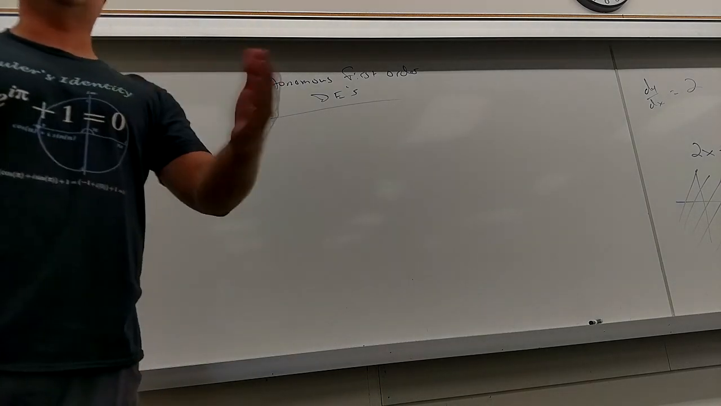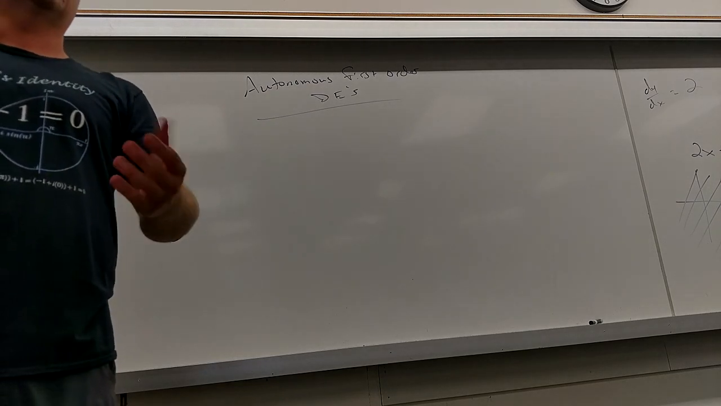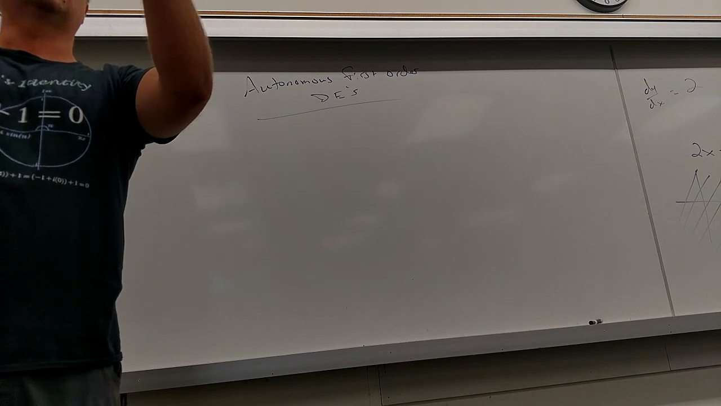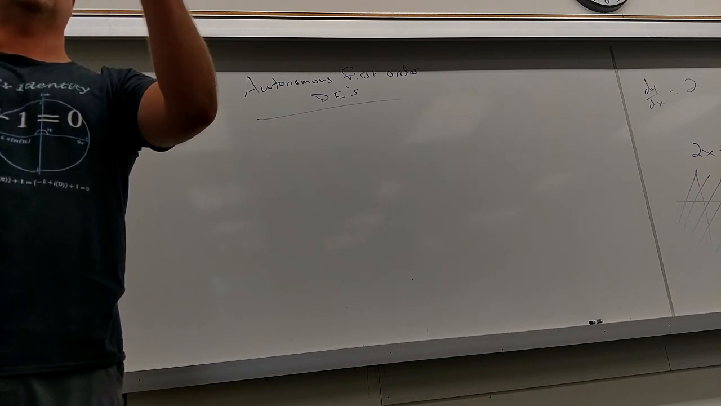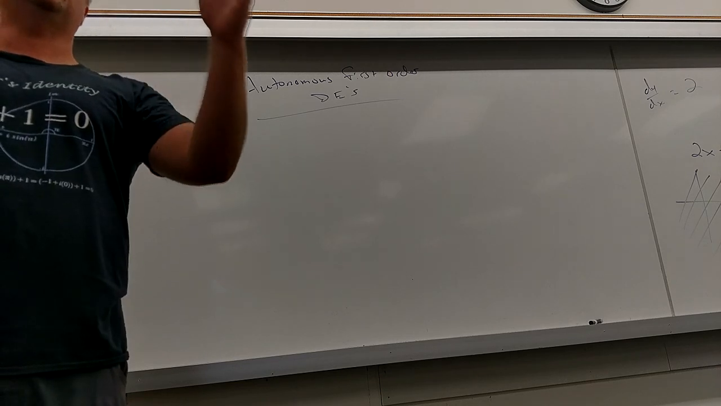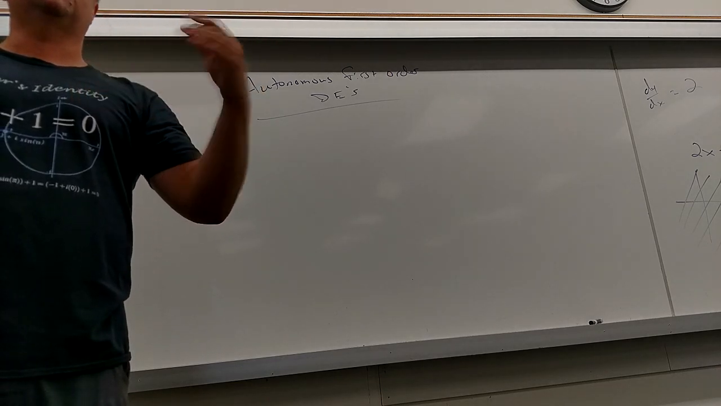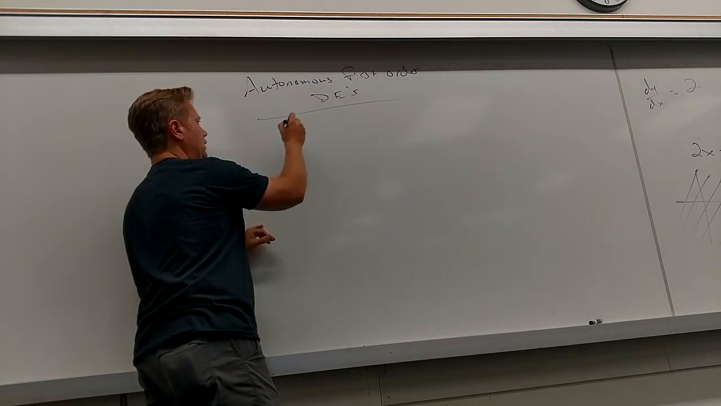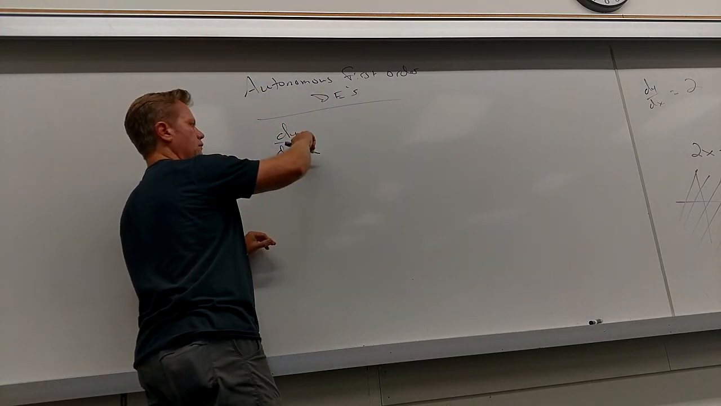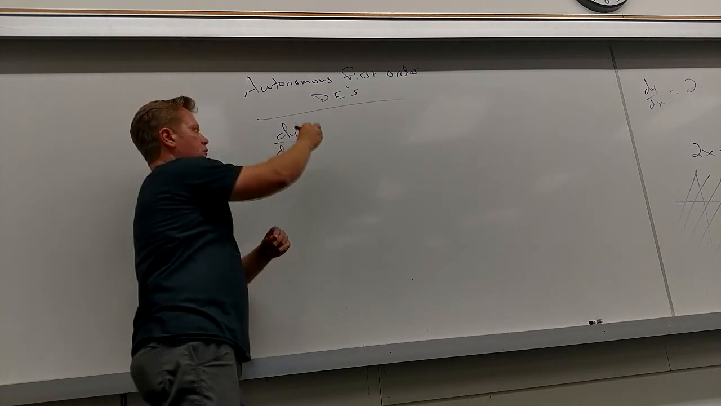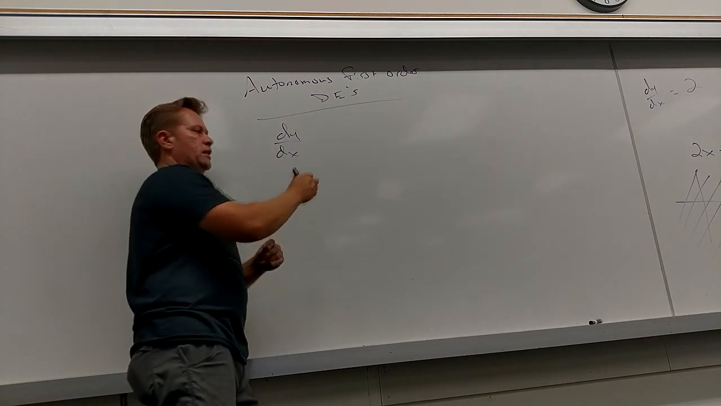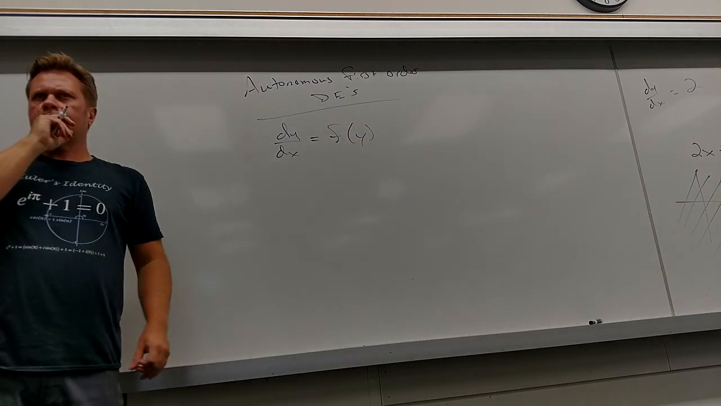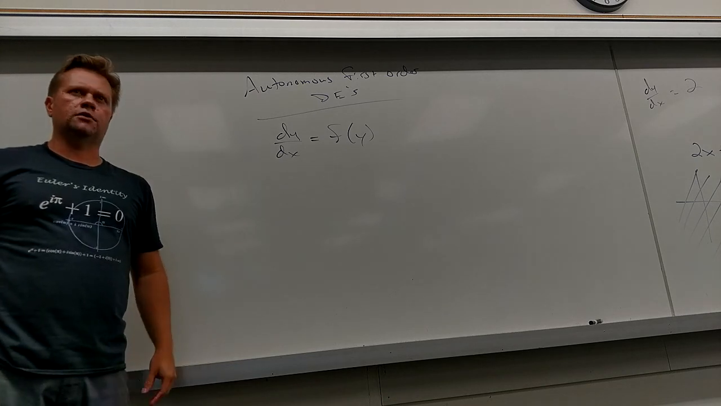Now, if I say the word autonomous, do you guys know what autonomous means? Sort of, not really. Like an autonomous government would be a government that runs itself. I love it. So an autonomous DE would be one where the dependent variable controls its own derivative. What do I mean by that? This would have to equal a function of y alone. So that's what's called an autonomous differential equation.